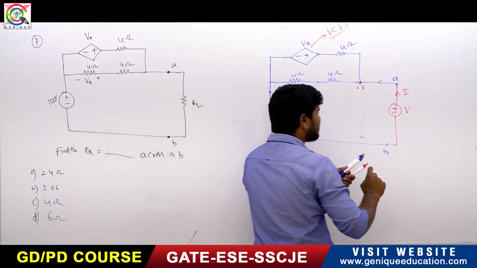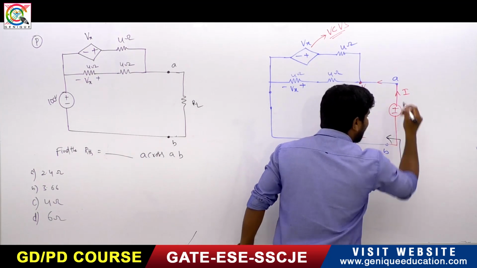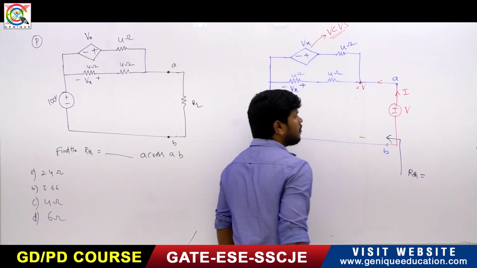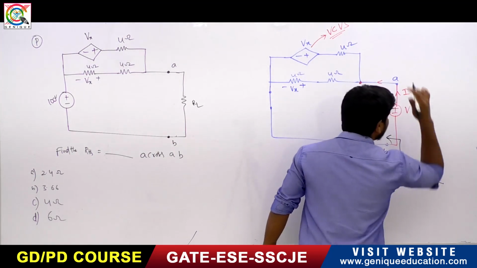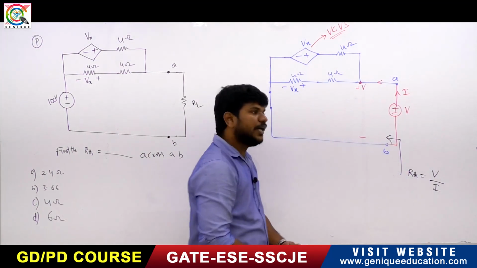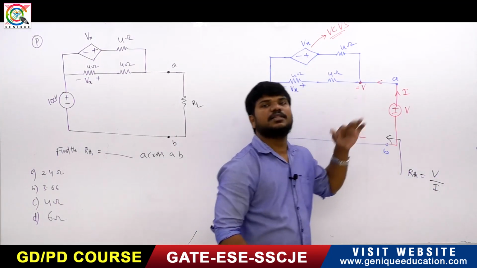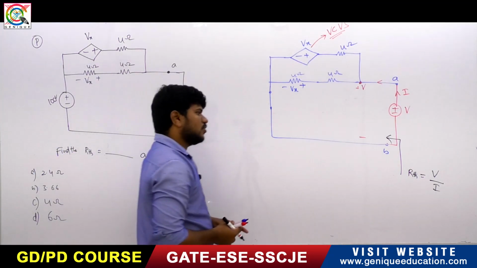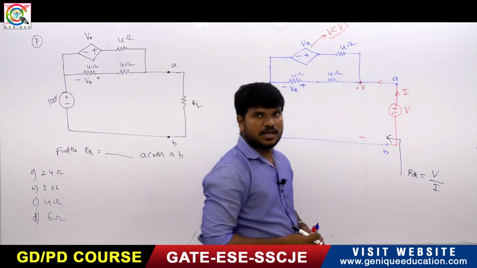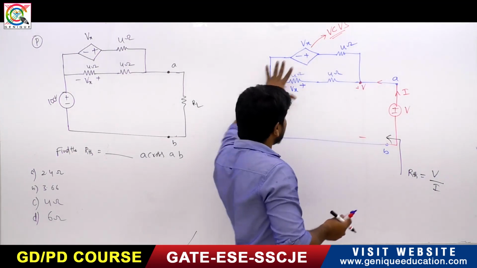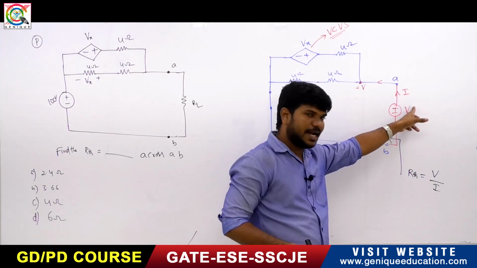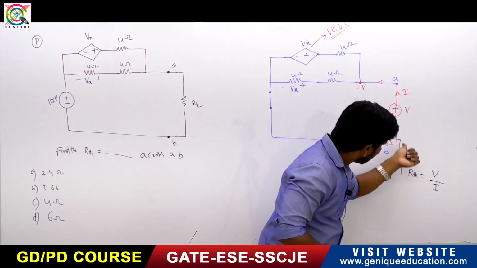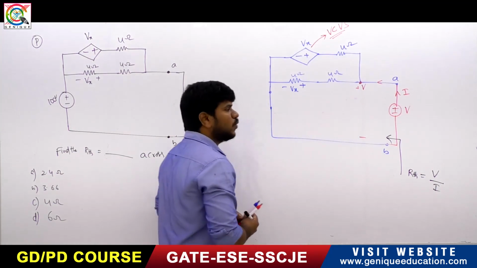To find the equivalent resistance across A and B, I have to find R equivalent, or R Thevenin, which is equal to V divided by I. If I find V divided by I, that will be the equivalent resistance, so that is equivalent to the Thevenin resistance. In this circuit, this is the total voltage, and it is the total current. So the total voltage divided by the total current gives you the total resistance across the two terminals.